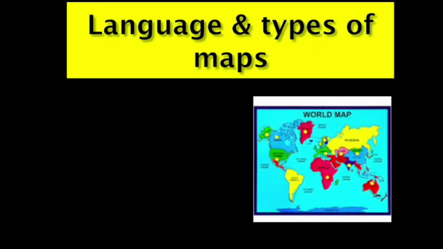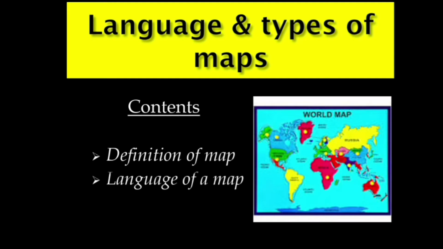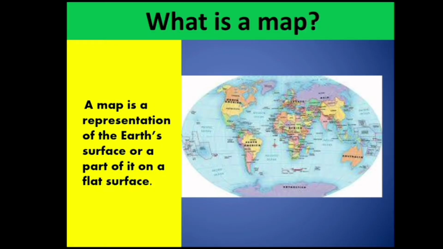The title of this video is Language and Types of Maps, and the contents are definition of map, language of map, and types of map. So, what is a map? A map is a representation of the Earth's surface or a part of it on a flat surface. So, this is the advantage of a map, that it is drawn on a flat surface, so we can draw the map of the whole earth, or a small part also.